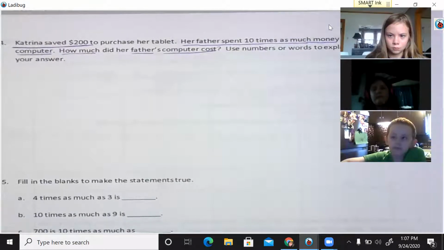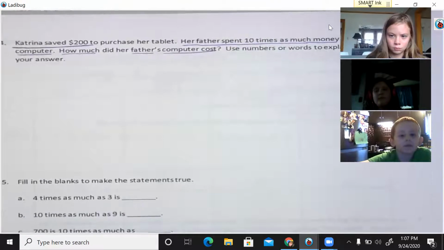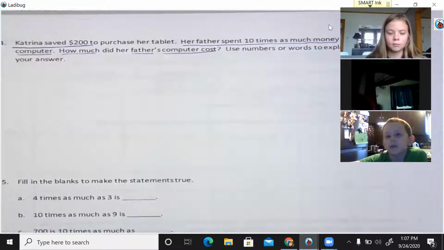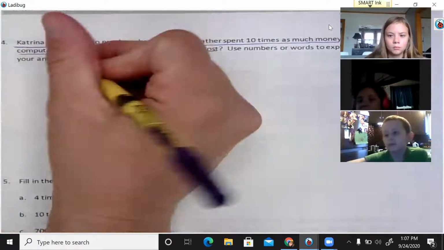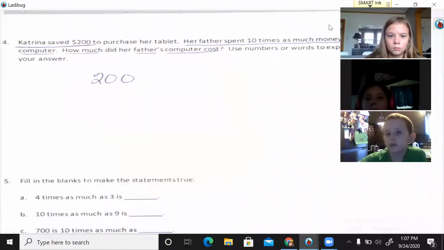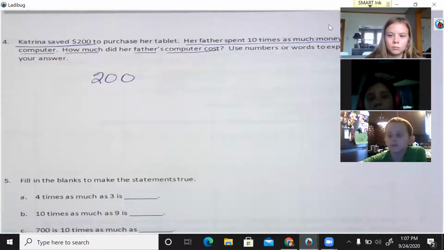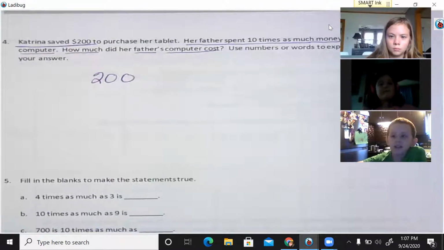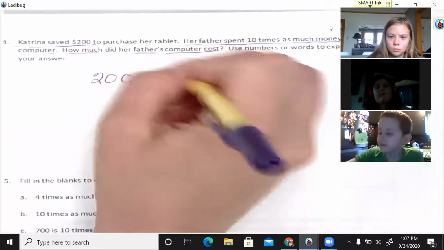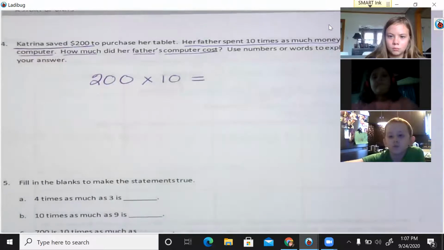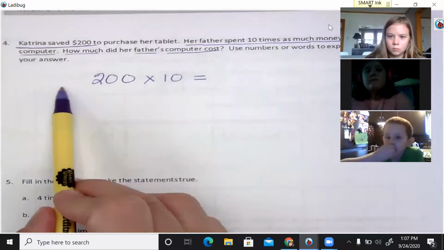Okay, Tyler, go ahead and unmute yourself, and you're going to help me solve this one. How much money did Katrina save for her tablet? $200. Okay, so I'm going to write 200 here. Tyler, if her father spent 10 times as much on his computer, what are we going to do to figure out how much money he spent? Times 10. Very good. Times 10. Now, this must look like a huge number sentence, and it is, but I'm going to show you how we can make it easier. Tyler, how many zeros do you see here?